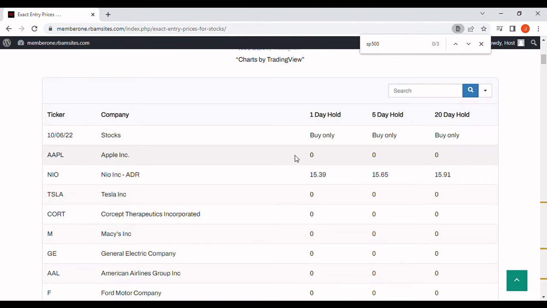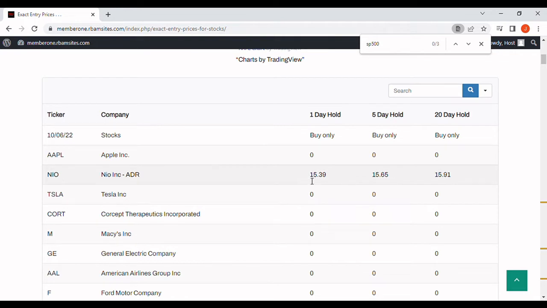Now, 0 means there's no entry price. You can see here for NIO, we have 1, 5, and 20-day entry prices, $15.39 all the way up to $15.91. These are generated every morning by 7 a.m. by our algorithms. We publish them every morning, and you can get access to that, and I'll show you how to do that in a minute for absolutely free. But let's take a look and see how this works.